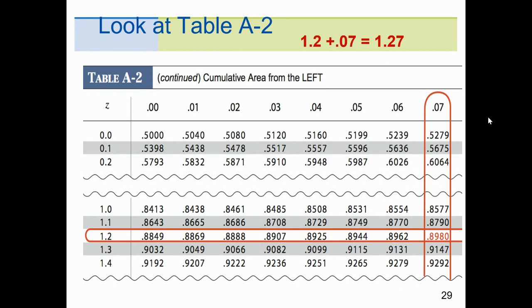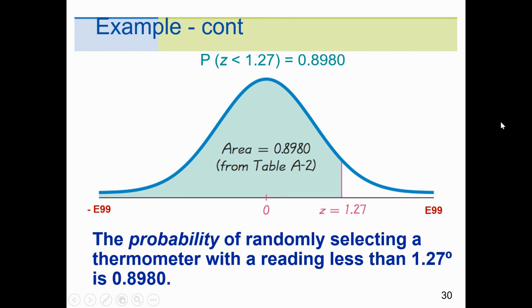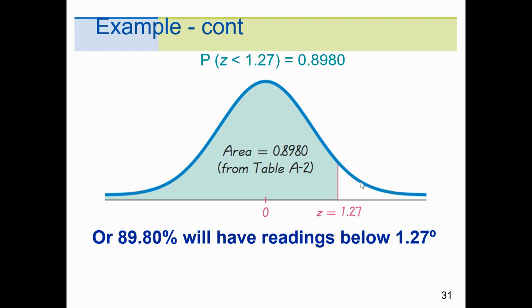That's where these two intersect. From the table, the area from this vertical line to the left is 0.8980. Because the area under the whole curve is 1, I can relate it to probability. The probability of randomly selecting a thermometer reading less than 1.27 degrees is pretty high. It's 0.8980. That's the exact same slide.